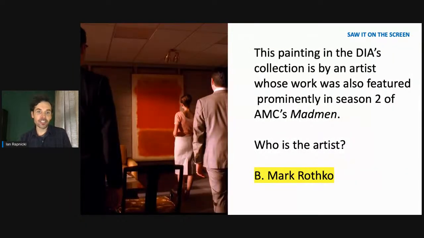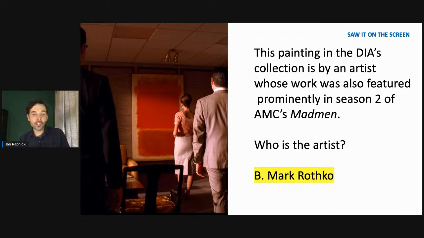And the correct answer is B, Mark Rothko. This is from 1963, ours is called Orange Brown from 1963. The one you're seeing in the image and the one you saw on screen in the television show Mad Men was a fake Rothko. You can see employees in Bert Cooper's office gazing upon his new Rothko that he was showing off in his office. You can see the real thing at the DIA as a part of our collection.